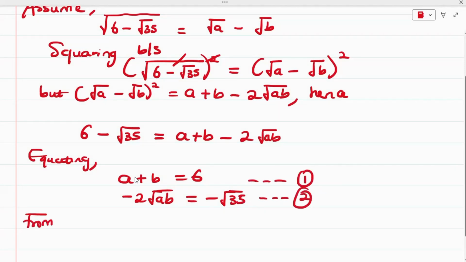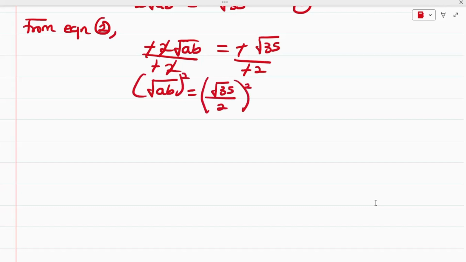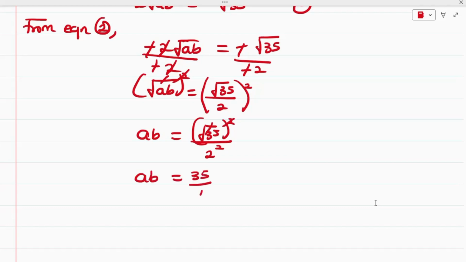So from equation 2 we have minus 2 times the root of ab is equal to minus the root of 35. At this point we want to divide both sides by minus 2. So we cancel out the minus 2, and we have the root of ab is equal to the root of 35 divided by 2. So squaring both sides, this cancels out the root, so we have ab is equal to the root of 35 all squared divided by 2 squared. So ab is equal to 35 divided by 2 raised to the power of 2, which is 4.